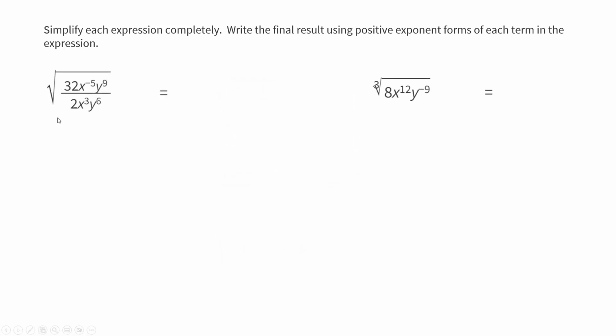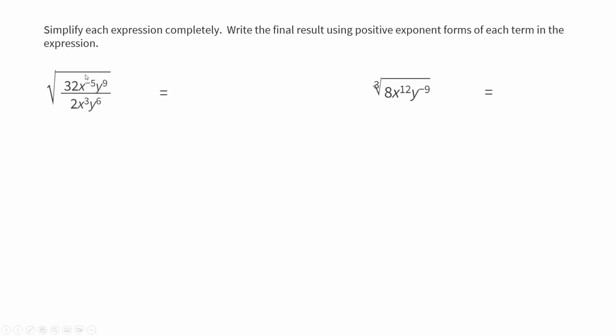So you have the square root of this entire fraction, 32x to the negative 5, y to the ninth, all over 2x to the third, y to the sixth. The way this is written in Top Hat is kind of hard to tell, but this is all intended to be underneath the radical. So this entire fraction's under the radical, whereas sometimes you just might have the radical in the numerator only or the denominator only. So you have to make sure you keep track of what situation you do have.